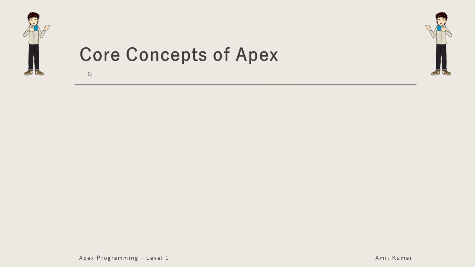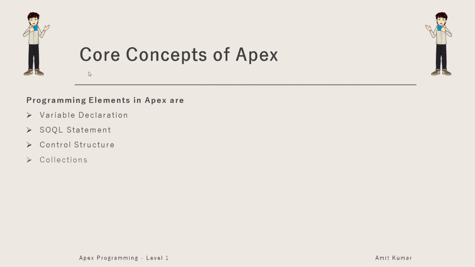Hey guys, I'm Amit Kumar and welcome to this video in which we are going to discuss the core concepts of Apex. Now, programming elements in Apex are variable declaration, SOQL statement, control structure, collections, and DML statements. These are different types of programming elements that we can use in the Apex language, and in this video we are going to discuss them one by one.